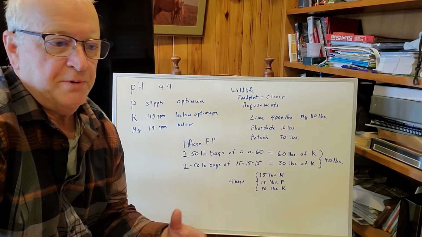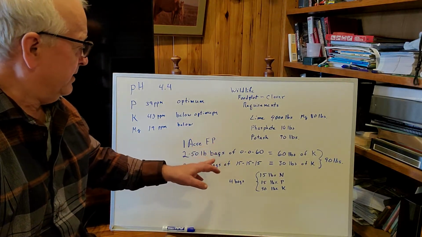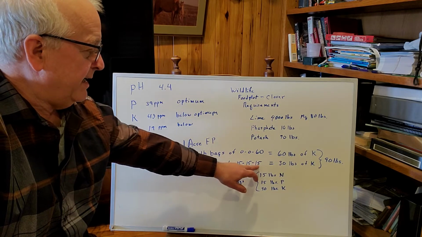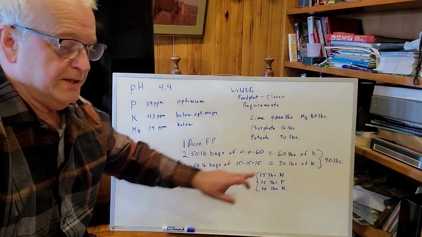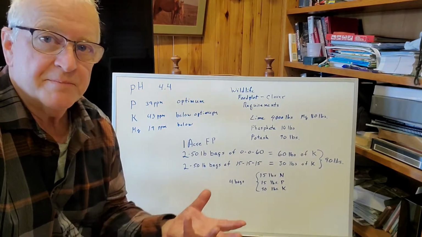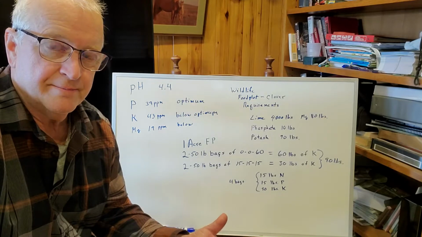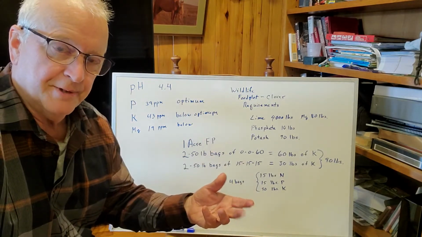What confuses people is that everything is in ratios of percentage on the bag. These are percentages. So it's based on 100 pounds, but the bag comes in 50-pound bags, okay? So everything has to be doubled, right?